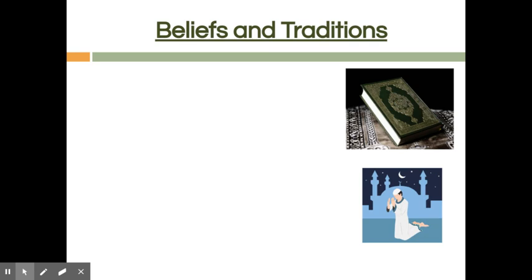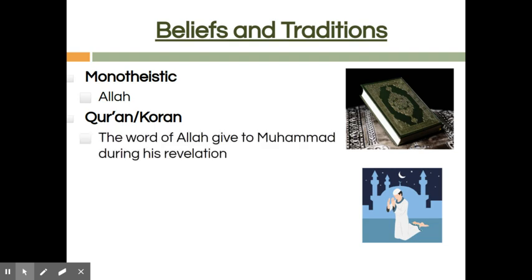So, what are some traditional beliefs of Islam? Well, as I mentioned earlier, it is monotheistic, belief in one God, and that God to the Islamic faith is Allah. The Quran, there's two ways of spelling Quran, with a Q or a K. Please make sure you're familiar with both, because if and when we do have an SOL, I cannot predict which spelling they will be using. So be familiar with both.